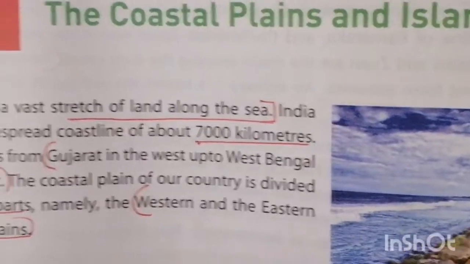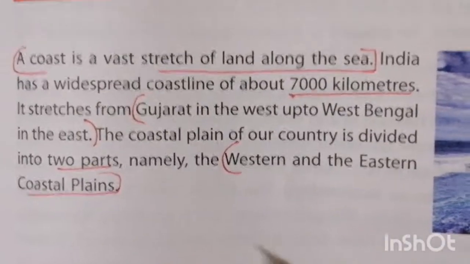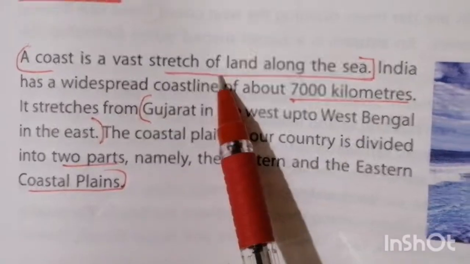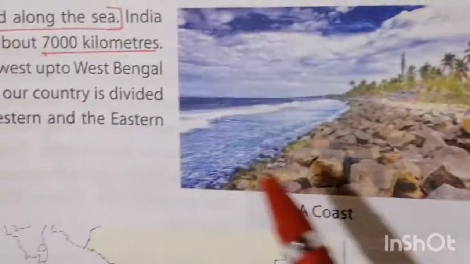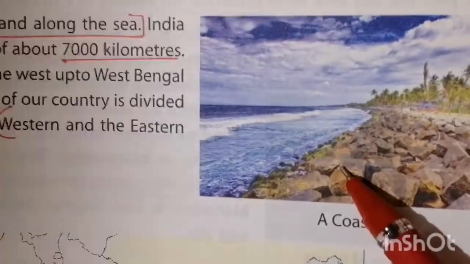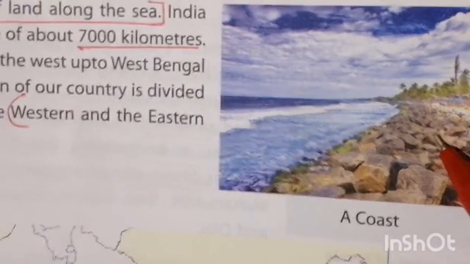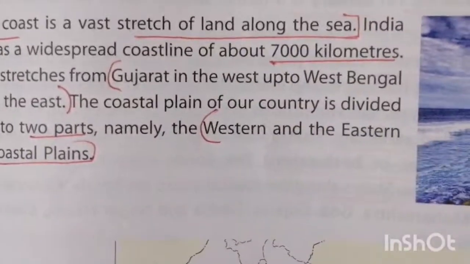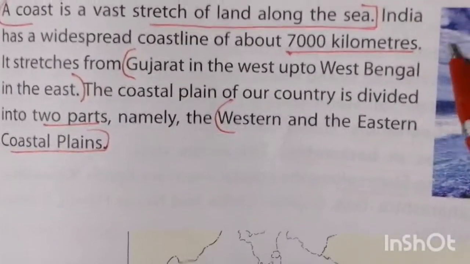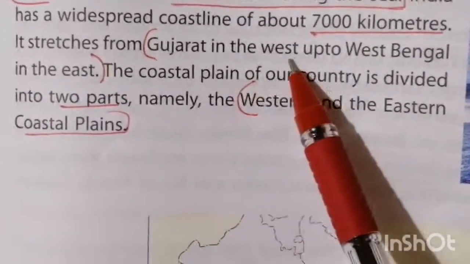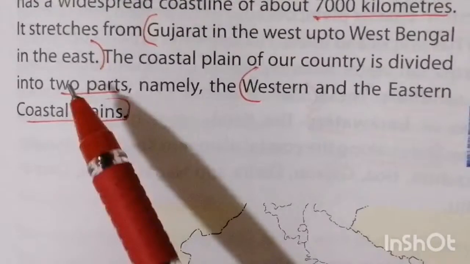So shall we start? So first, before going, what is a coast? Coast is a vast stretch of land along a sea. Okay, so here you have a sea, here you have a vast stretch of land, isn't it? That is called a coast. Okay, so in India you have around 7,000 kilometers of coastline. Okay, and it starts from Gujarat in the west up to West Bengal in the east.